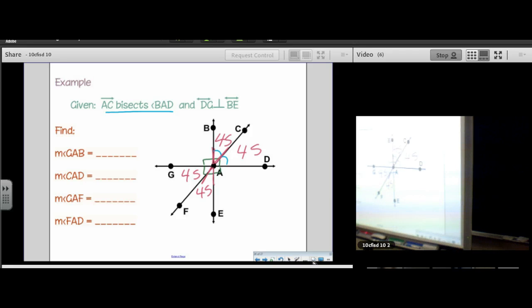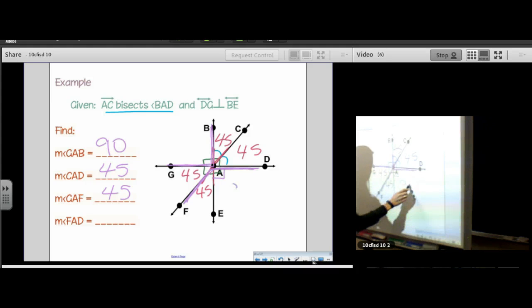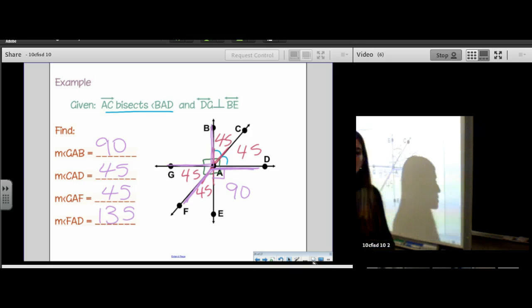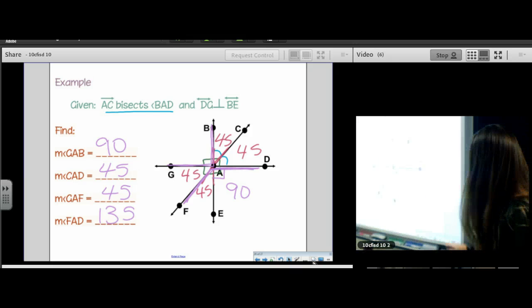GAB. GAB. So follow it from G to A to B. It's this purple angle right here. We've got a 90-degree angle. CAD, we already filled that in, 45. GAF, we already filled that one in, we're doing good, 45. And FAD, FAD. This one is this obtuse angle right here. This is angle addition. You would need to do 90 plus 45. So make sure you grab that whole angle. It's obtuse and you had to add things together. Okay.